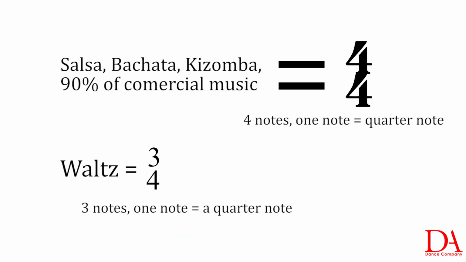So in salsa, bachata, kizomba, and almost all the commercial songs, we have a 4/4 time signature, meaning there are 4 notes and each has a quarter note duration per measure.